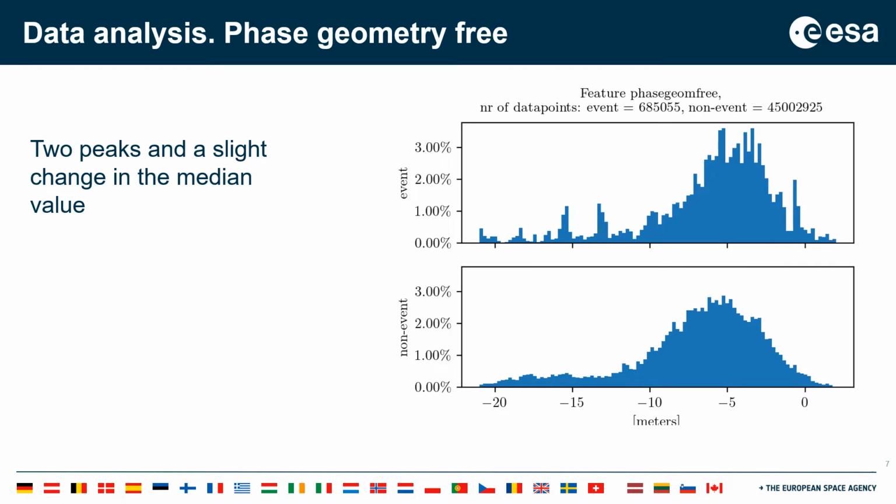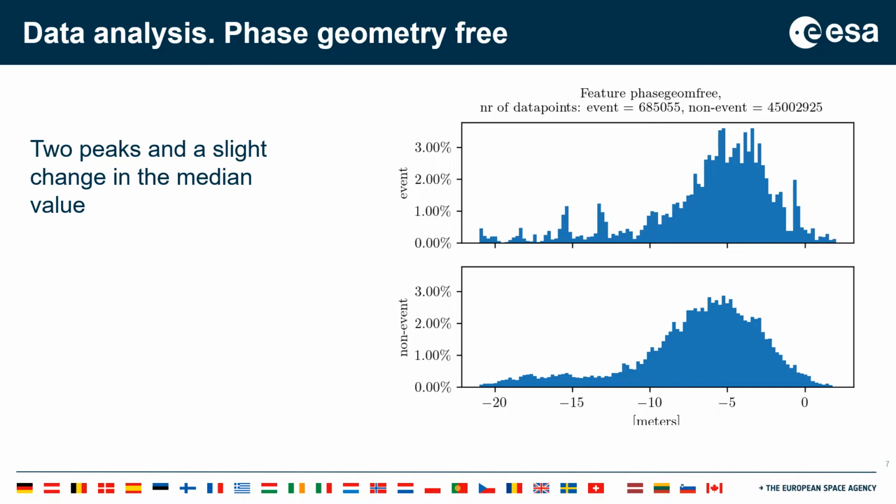Here we have what we call the phase geometry free. This is a feature where you have two frequencies traveling to the receiver, and these two frequencies will move at different times, as they are essentially a little bit different. Here we have just subtracted one frequency's length minus the other. Since the ionosphere is a dispersive medium, the speed at which the signal travels through the ionosphere depends on the frequency, so we can see some changes in this.